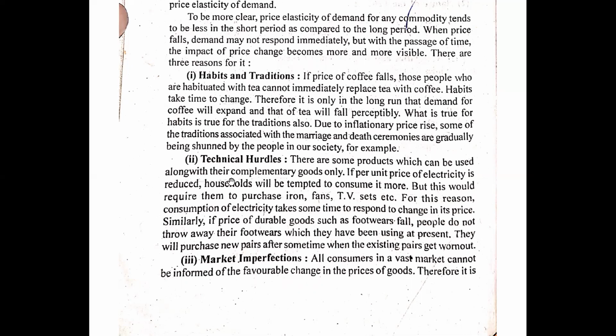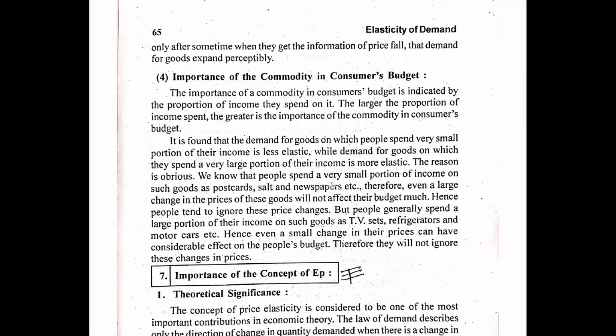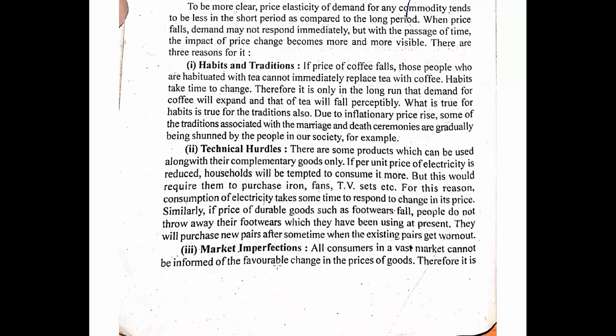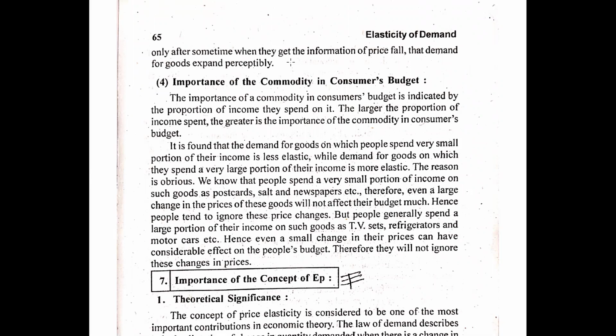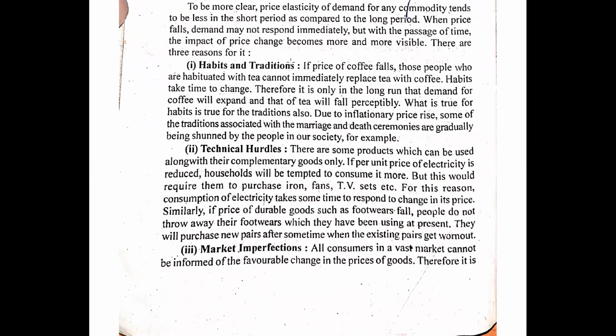So guys, this is what the technical hurdles are. And now the third point, that is market imperfection. What is that? All consumers in the vast market cannot be informed of the favorable change in the price of goods. Therefore, it is only after some time, when they get the information of the price fall, that the demand for goods expands perceptibly. So guys, market imperfection is about the communication system.